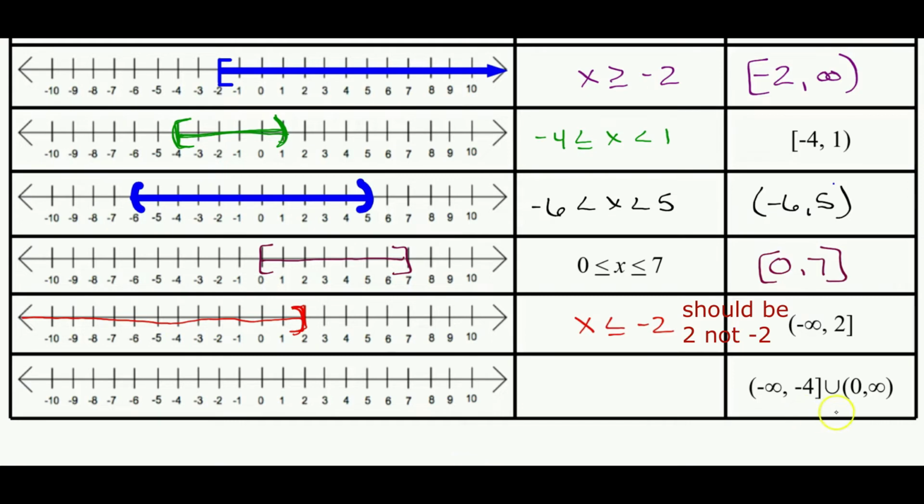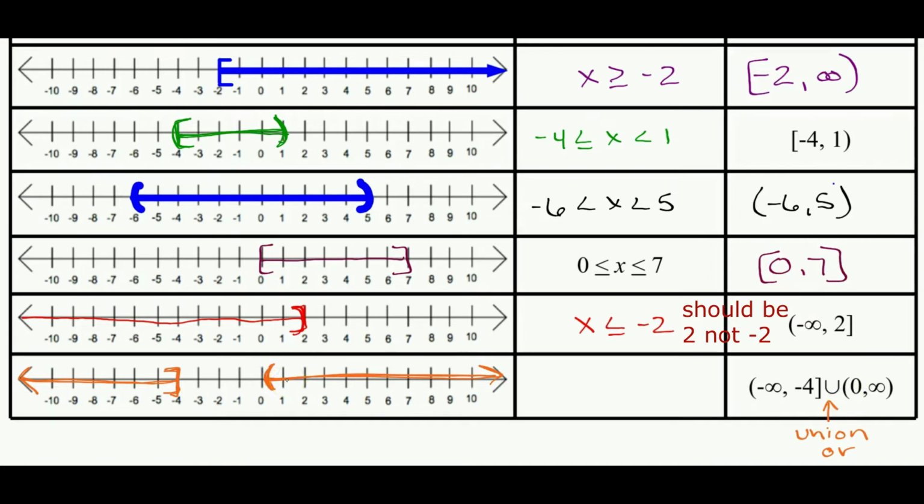Our final example here has a new symbol in it. So remember, this is your union symbol, and it means or. So here we're going to have two pieces of this inequality. We're going to have negative infinity to negative 4. Include the negative 4, so we're going to do the square bracket there. And then from 0 to positive infinity. And then we're not including the 0, so parenthesis on the 0.